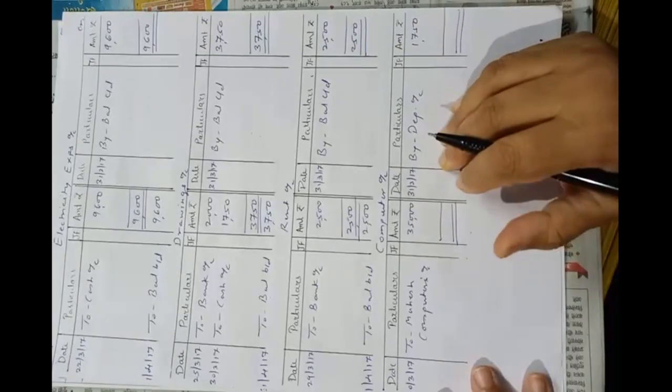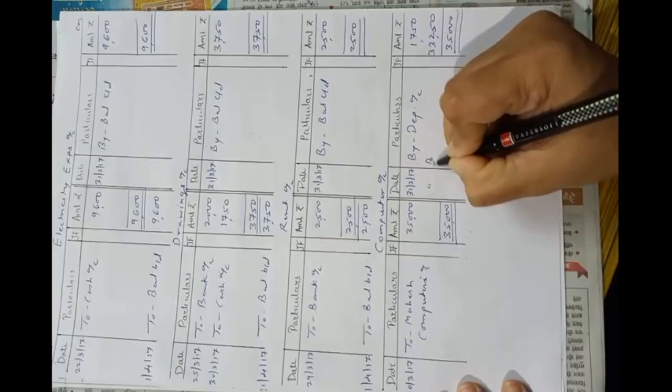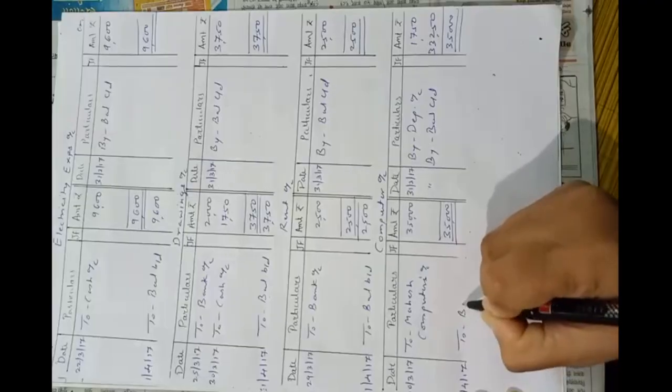Now computer account. Debit total is 35,000. From 35,000 we have to deduct 1,750. So balance will be 33,250. By balance carried down.